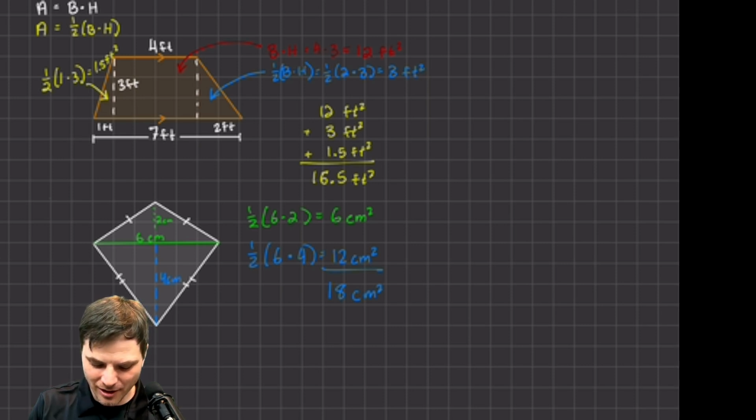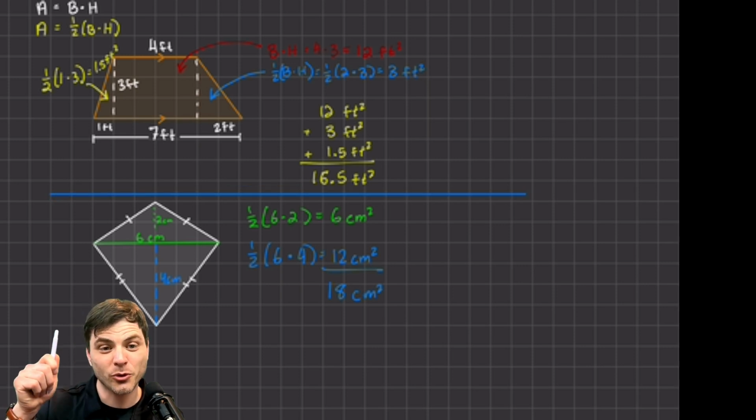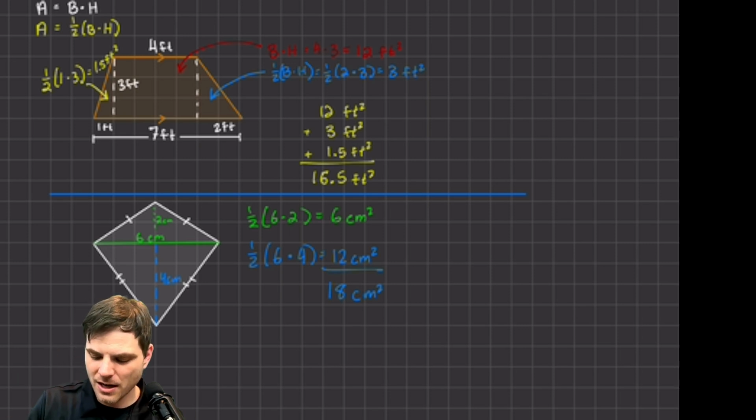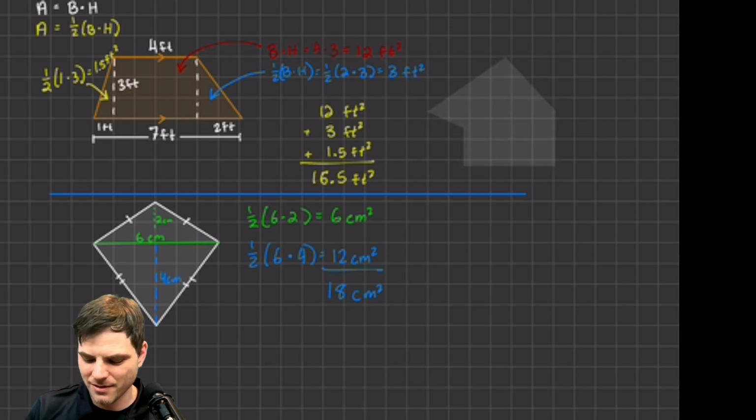But these are how we break shapes into different pieces. We have a trapezoid up top, a kite here. They're just rectangles and triangles. Later on, we can get into much crazier shapes that could be broken up. But for now, we'll just leave it at this.